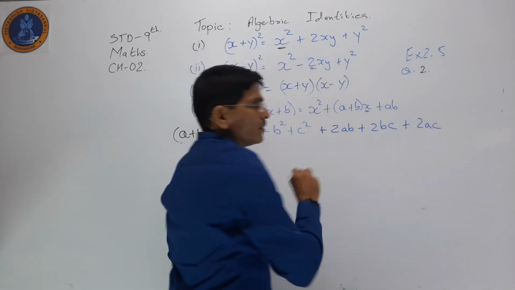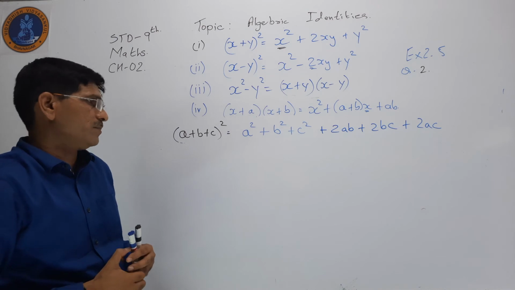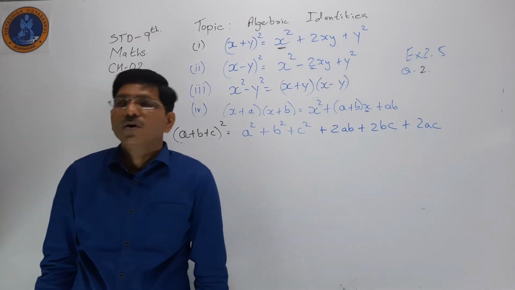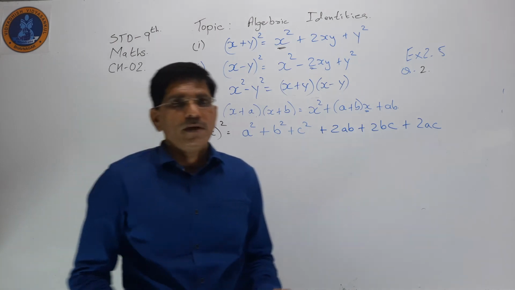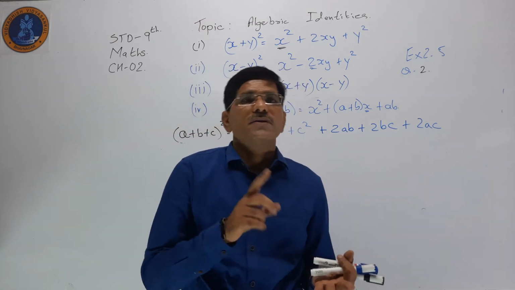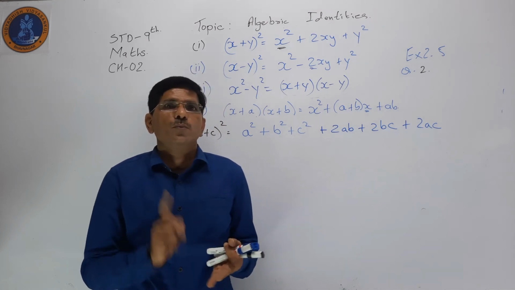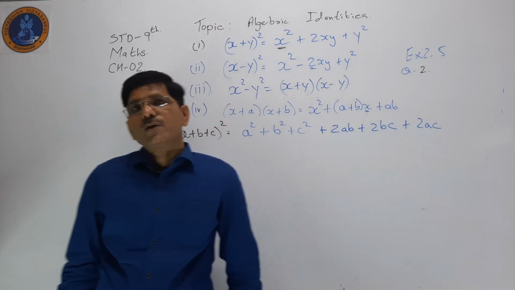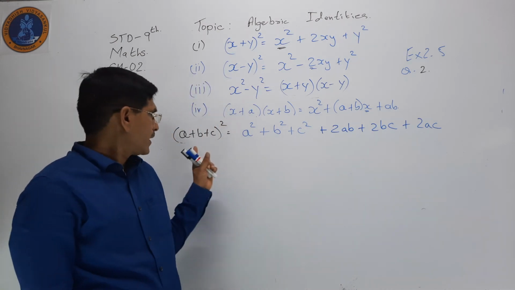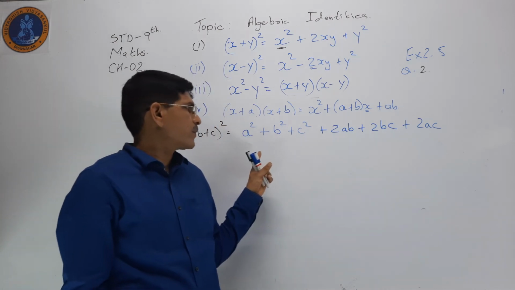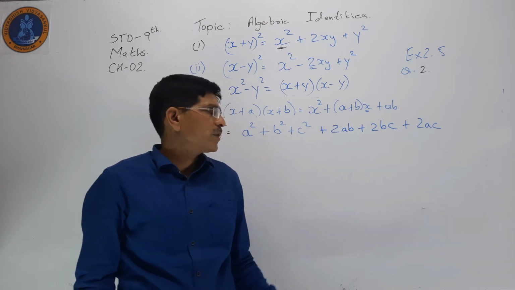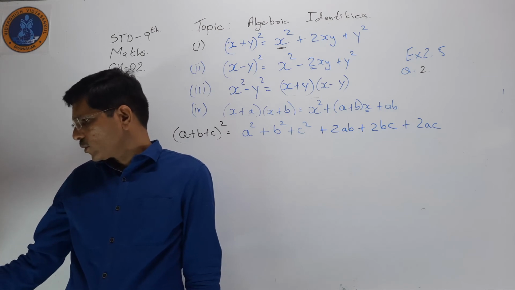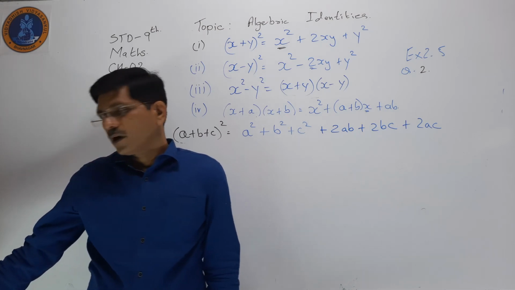So that is 6 terms. (a plus b plus c) whole squared, we have 6 terms. How can we remember? a square plus b square plus c square plus 2ab plus 2bc plus 2ca. A simple way we can do this. (a plus b plus c) whole squared is equal to a square plus b square plus c square plus 2ab plus 2bc plus 2ca. If we go through one sum, then it is easy for us.